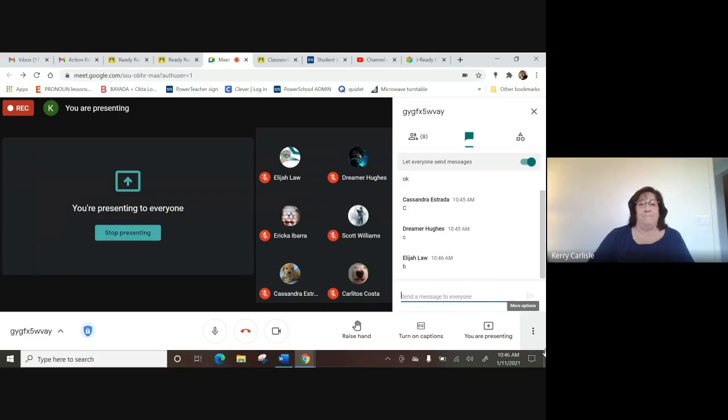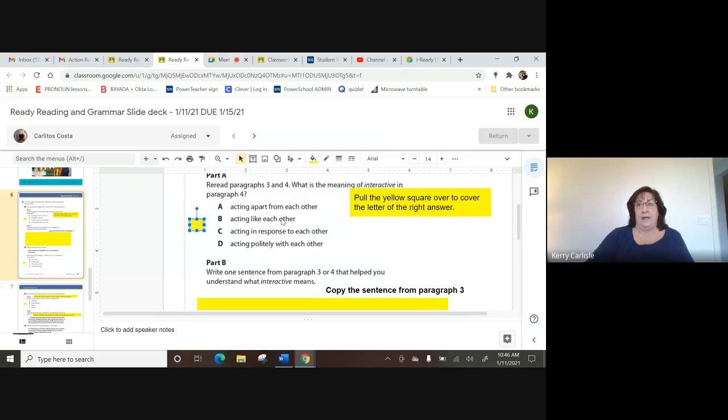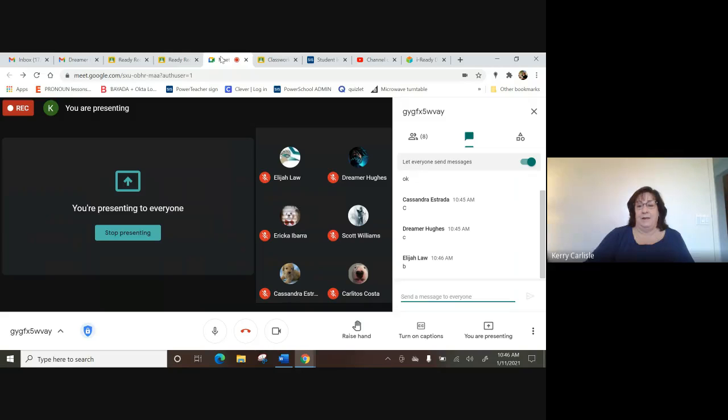C or B? All right, so B is acting like each other, or C is acting in response to each other. What does interactive mean? Okay, any more guesses over there? I got people asleep at the wheel here.